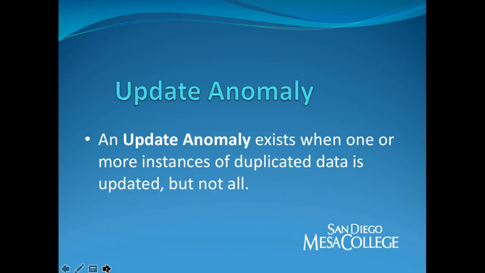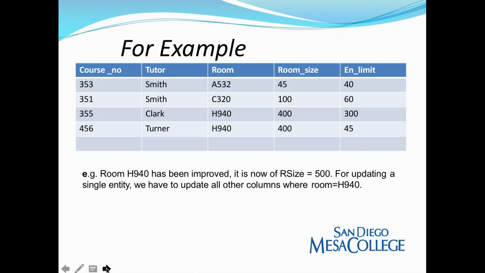The third, the update anomaly, needs an example as well. An update anomaly exists when one or more instances of the duplicate data is updated but not all. So let's take another look at this. We have the same unnormalized table here. It's not even in the first normal form. And let's say room H940 has been improved, and now it has 500 people capacity. It's a big room, and we have two courses that depend on it.